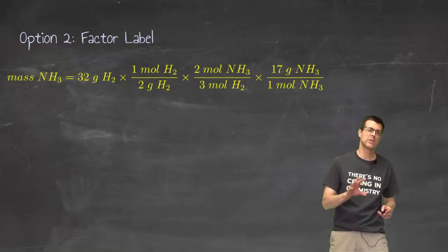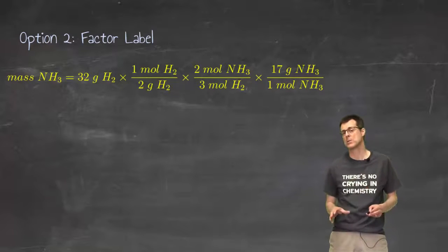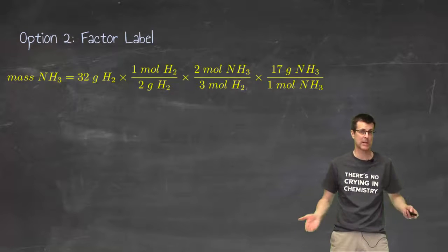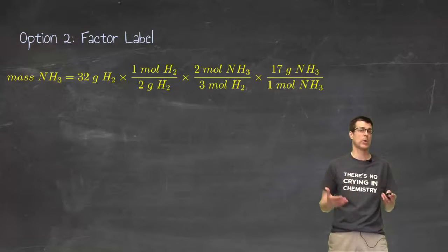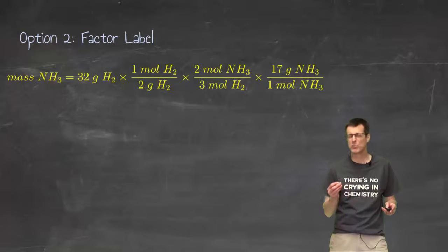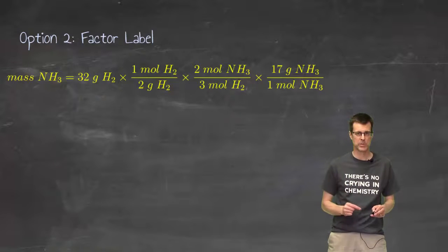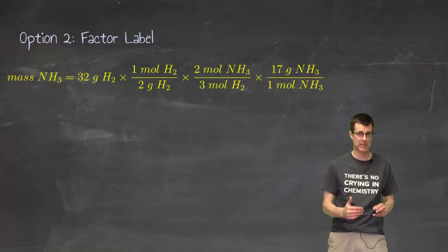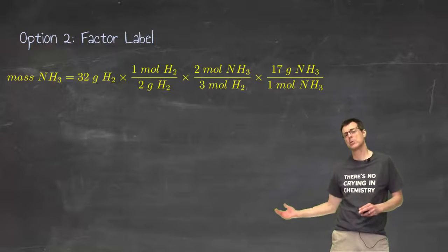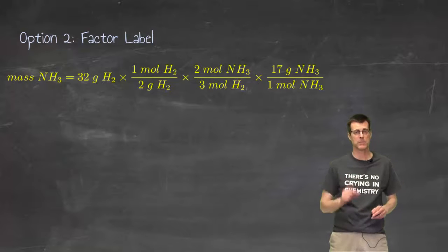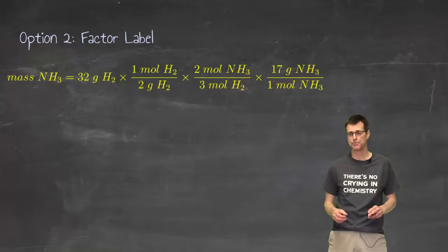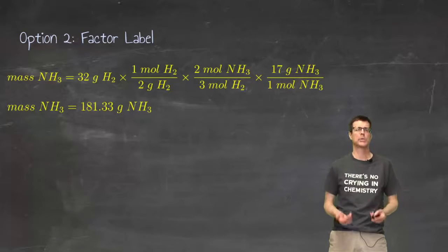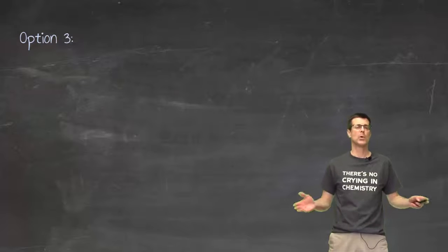All of the arithmetic, all of the calculations that we're doing in both of those options are exactly the same. The only difference is how it looks and perhaps the order in which we do things, but even not really that, because if I look at the three distinct steps that I did a moment ago, I'm doing the converting factors in the same order. And I would end up with exactly the same answer, 181.33-ish grams of ammonia. Okay, what is the third option?